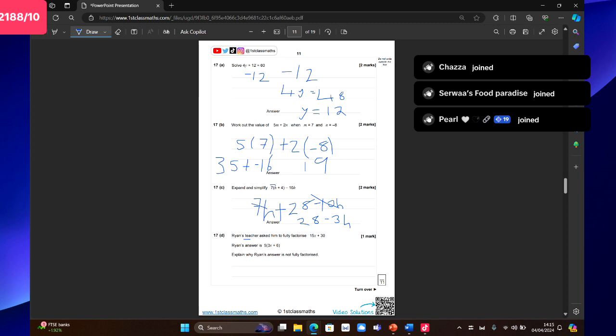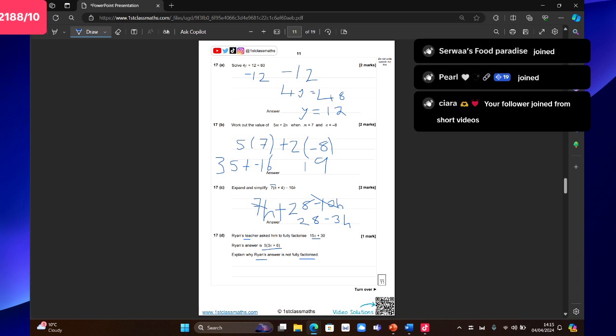Ryan's teacher asked him to fully factorize 15x plus 30. Ryan's answer is 5 brackets, 3x plus 6. Explain why Ryan's answer is not fully correct. So this has been factorized here, but it's not the highest common factor. The highest common factor of 15 and 30 is going to be 15. There'll be 15 outside the bracket.